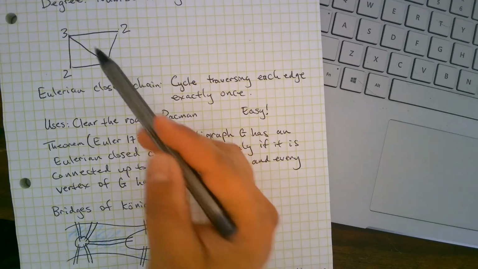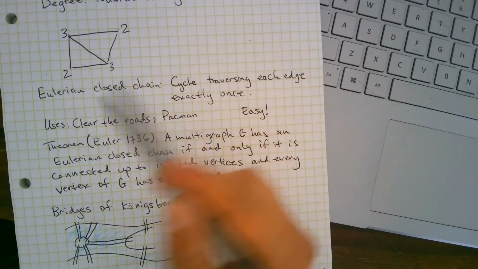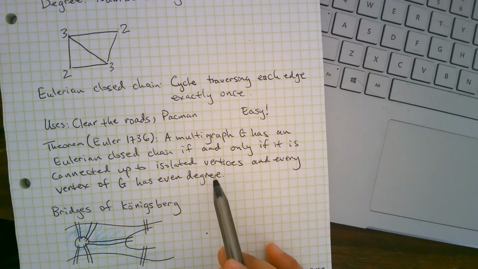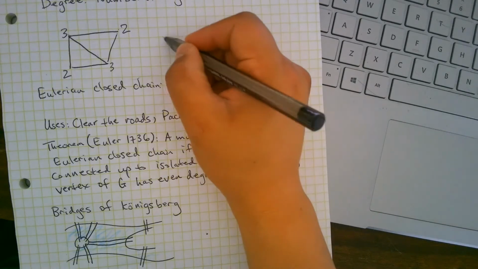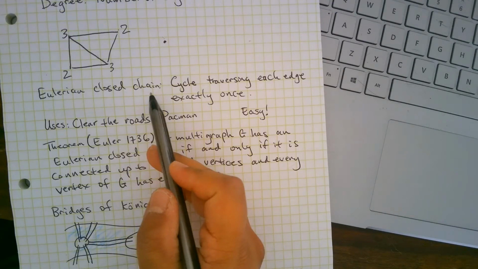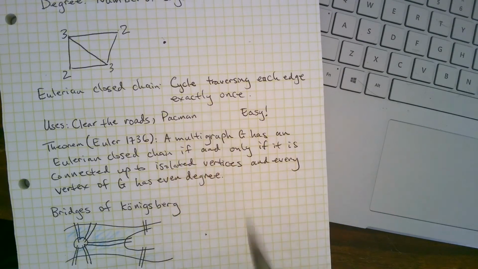We don't want a piece of graph here and then another piece over here. You're never going to be able to get to it. Up to isolated vertices, meaning it doesn't have to be completely connected. If I put like one vertex over there, that doesn't affect anything because in Eulerian closed chains, we only care about traversing each edge. Okay, connected up to isolated vertices, and every vertex has even degree.